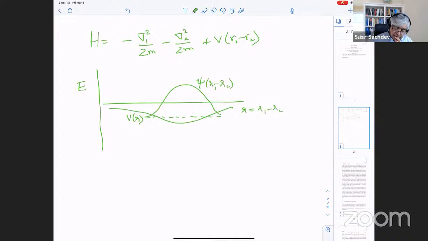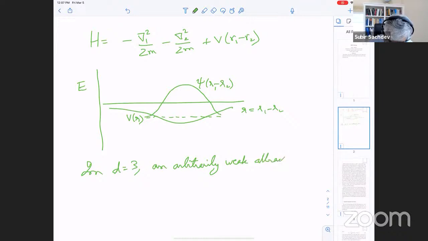And the basic result is that in D equals 3, in three dimensions, an arbitrarily weak attraction does not lead to a bound state. So you'll only get scattering states and there won't be any negative energy bound states.